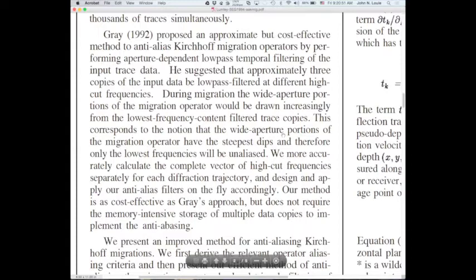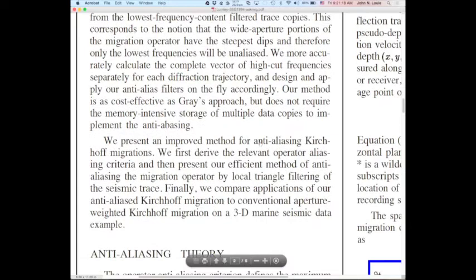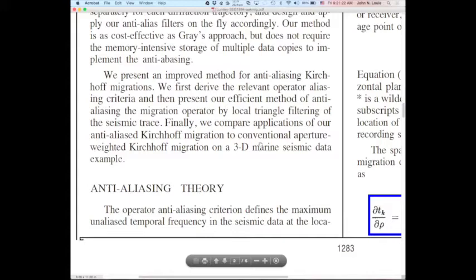Let's see. You can also do low pass filtering of the input trace data, and Gray had proposed a very efficient but sort of kludgy way of doing that, where you pre-filter the data. Okay, now Lumley's method here is a big improvement over that, because he's solving the anti-aliasing problem the same way.